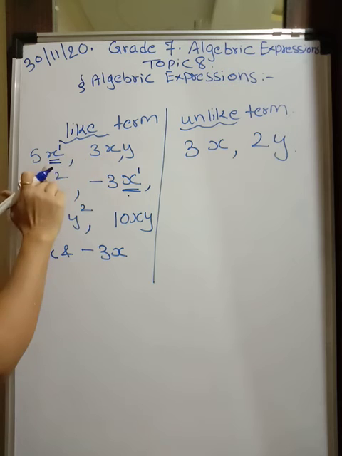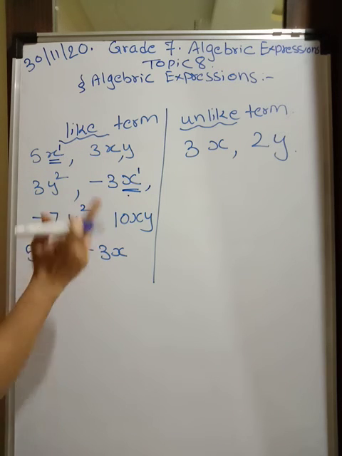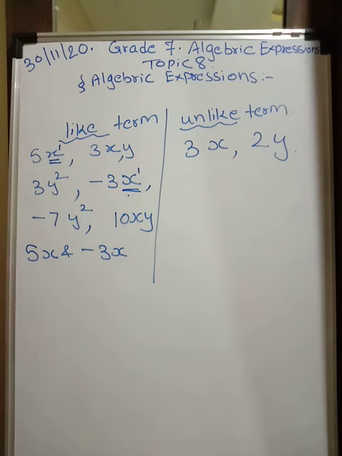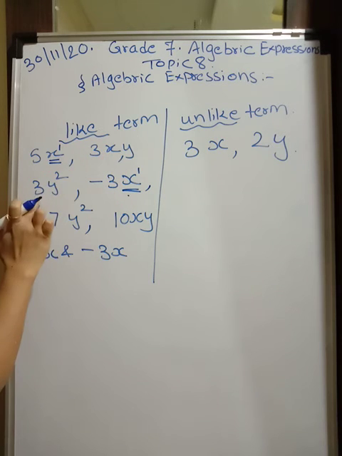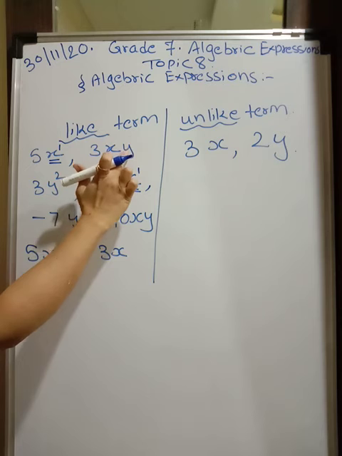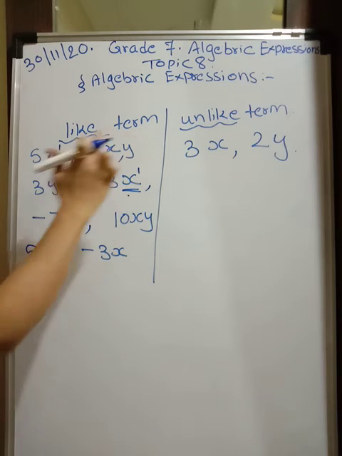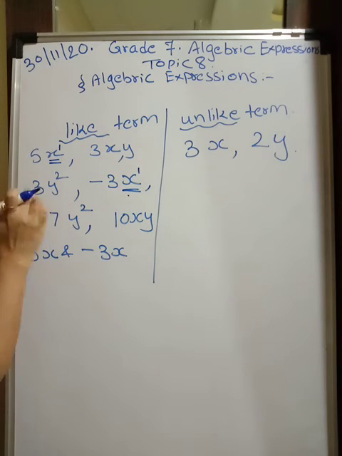These two are not like terms because variables are not same. This is xy and this is only x. Or 3y square and 3xy. These two are also not same. Even though y is there, here power of y is 1. Here power of y is 2. And here x is not there. So what should be same? Variable also should be same.